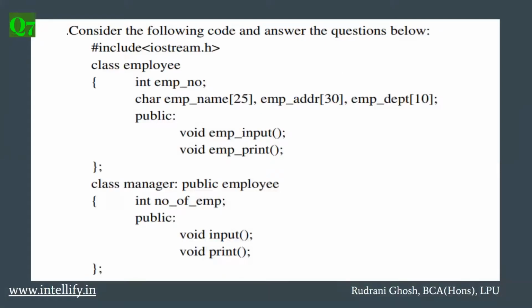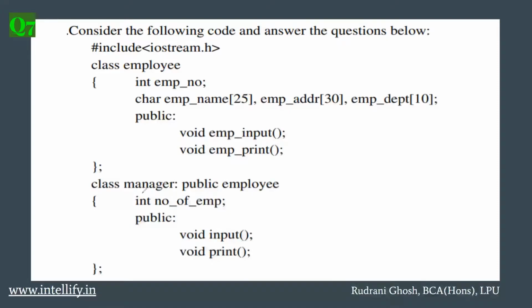This question has been taken from CBSE 2019 question set. There is a class employee. It has data member emp number, or you can say employee number, which is private. We have character employee name, employee address, and employee department. All these are private in nature. We have public function, employee input, and employee output.